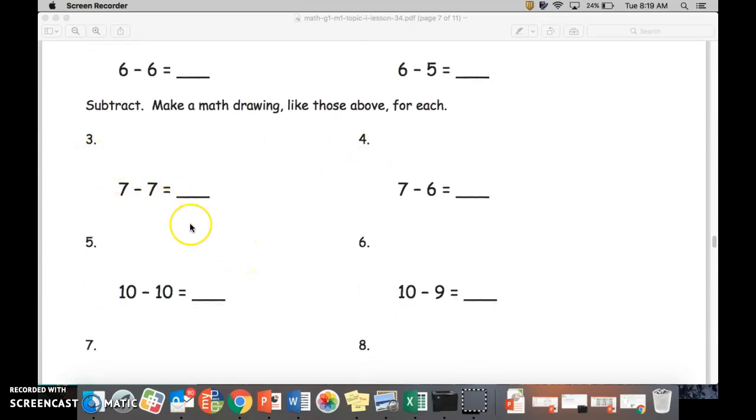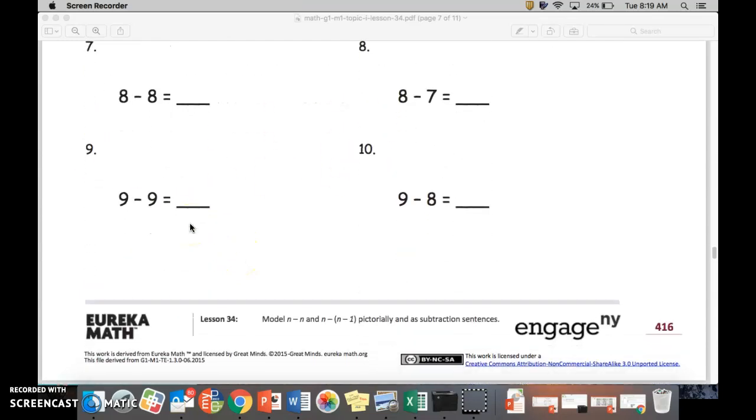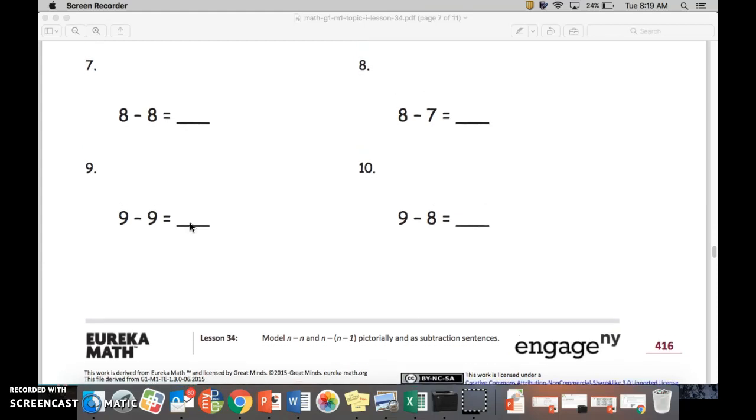So that's going to be for 3, 4, 5, 6, 7, 8, 9, and 10. You should have drawings for all of those. Nice, clean 5-group drawings.